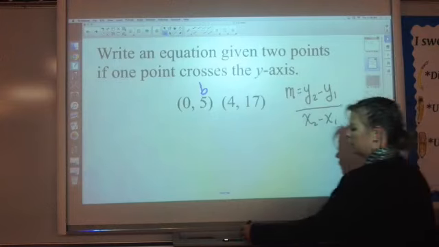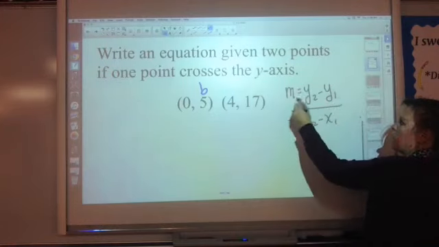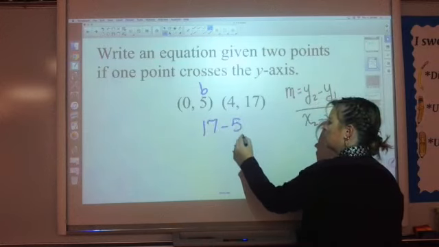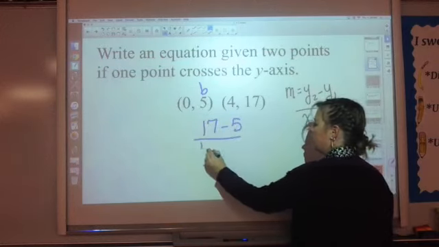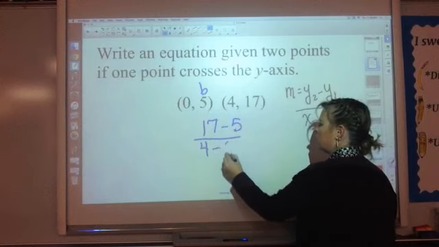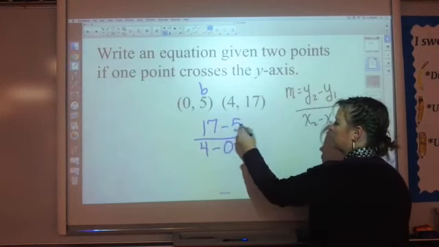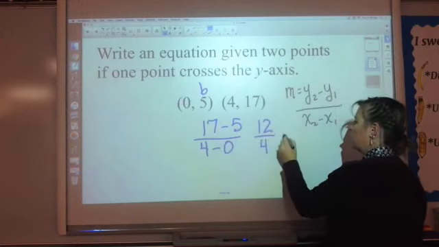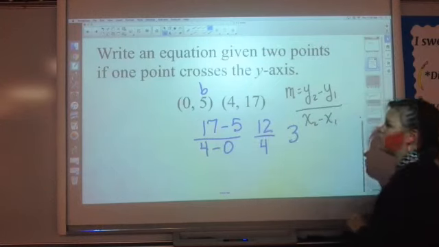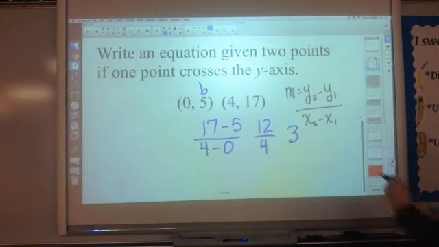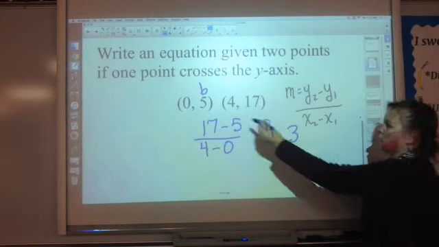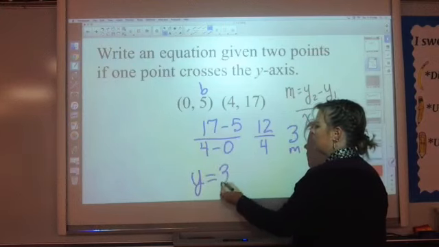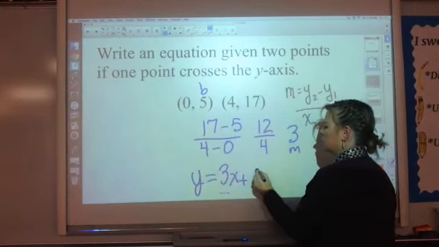We will find the slope of this line by taking y2, which is 17, minus y1, which is 5. x2 is 4, x1 is 0. 17 minus 5 is 12. 4 minus 0 is 4. And therefore your slope in reduced form is 3. Now you know your m. You also had your b there. So y equals mx plus b.